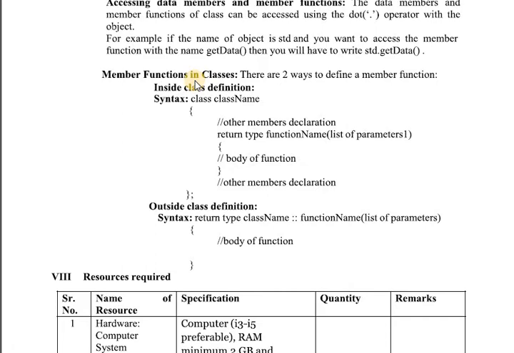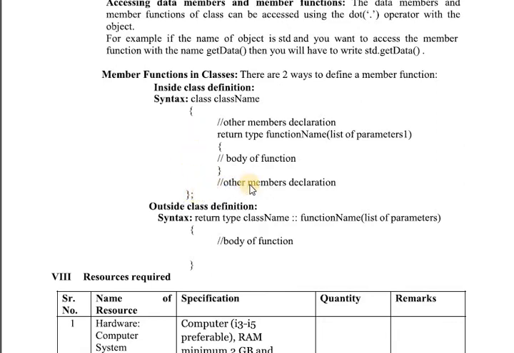Now, member functions in classes. We can define a member function inside the class or outside the class. Here we will see the syntax of both types. First we will see the inside-class definition. Inside the class, we write the function name with the parameter list, and also the return type. After that comes the body of the function, and then we close the class with a semicolon.